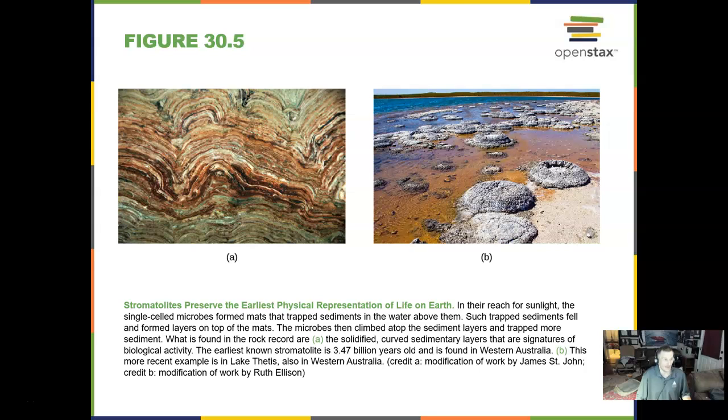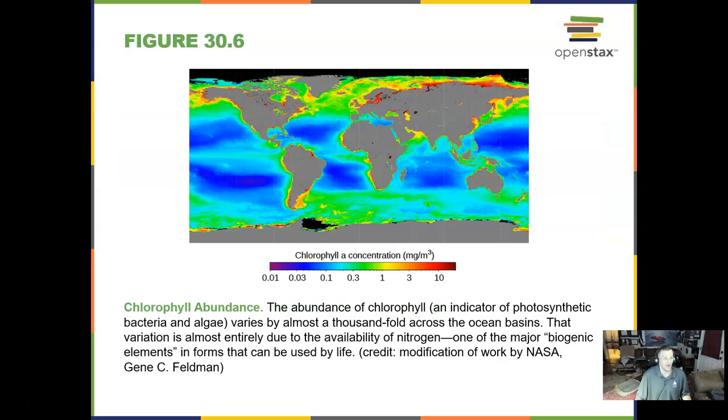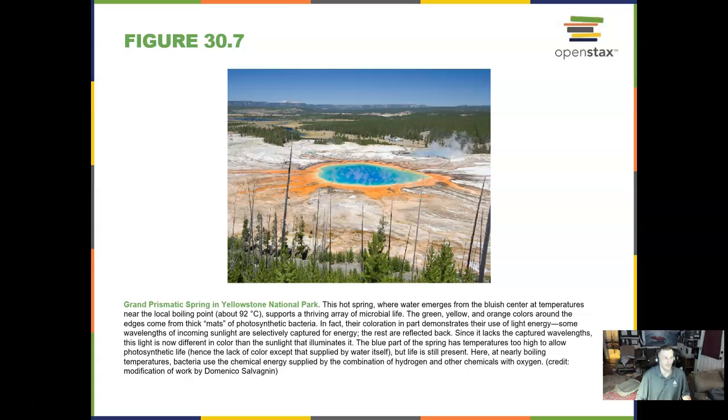We can find the earliest physical type of life on Earth in the preserved stromatolites. The abundance of chlorophyll, which helps with the photosynthesis of bacteria and algae, varies greatly over the ocean due to the availability of nitrogen. This is a very beautiful spring. Maybe you have seen it at Yellowstone National Park.